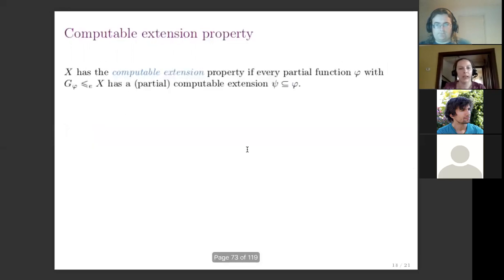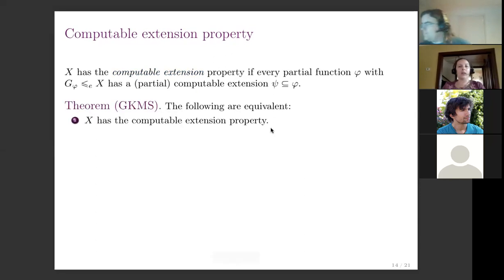Okay, it turns out that the next property, the computable extension property, also has a similar analogy to a previous property. The definition here is: X has the computable extension property if every partial function with graph reducible to X has a computable extension, of course, possibly also partial. And here I see that I have the sign backwards. So it's an extension. Psi is an extension of phi.